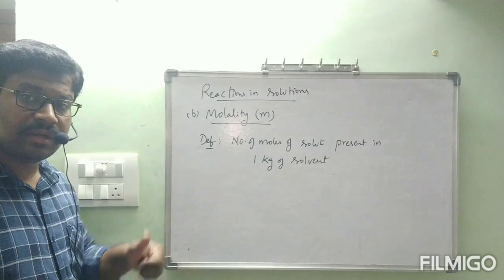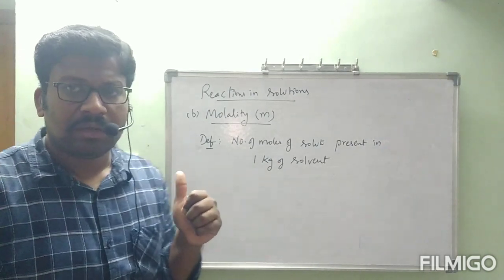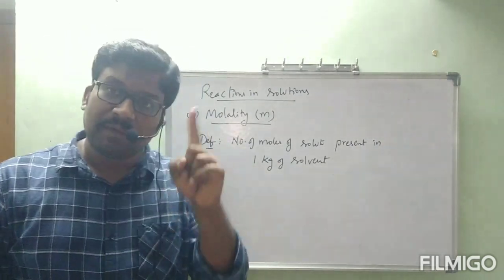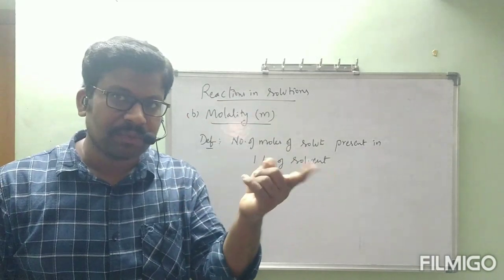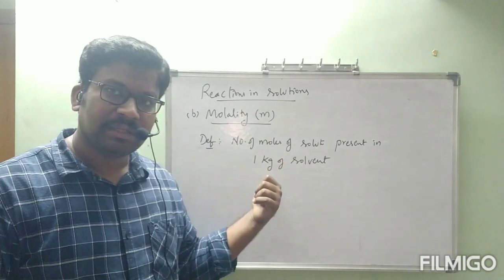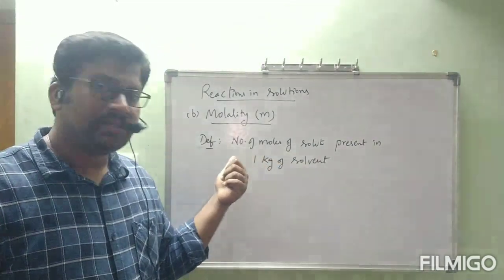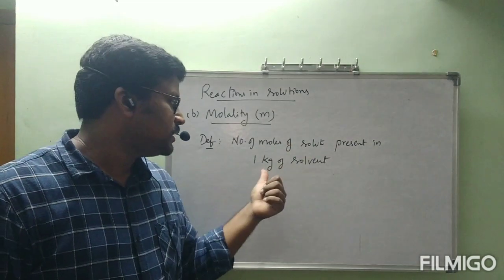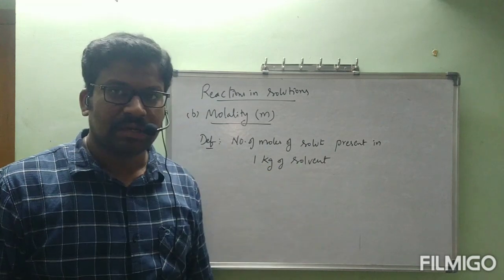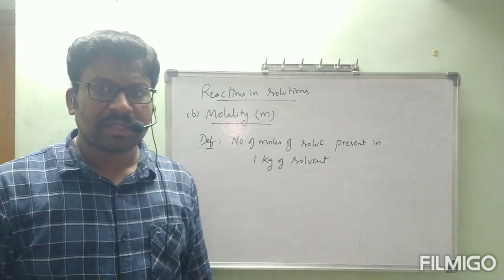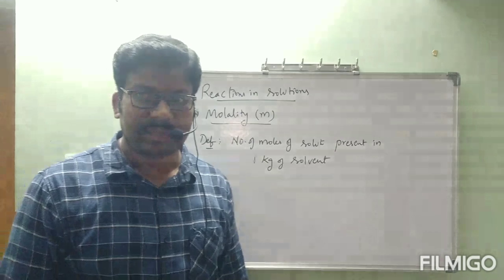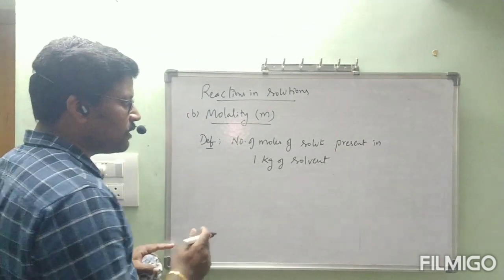This is not solution. Previously we have taken solution: number of moles of solute present in 1 liter of solution, that is related to volume. Here we took mass of solvent. Okay, now what is the definition? Number of moles of solute present in 1 kilogram of solvent. Now we have to get the formula for this one also in the same way. Let us see in what way we are going to get the formula.